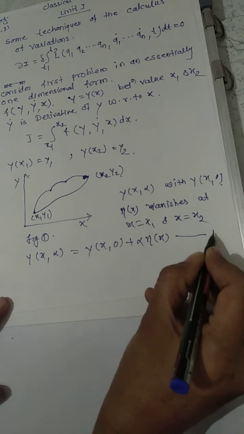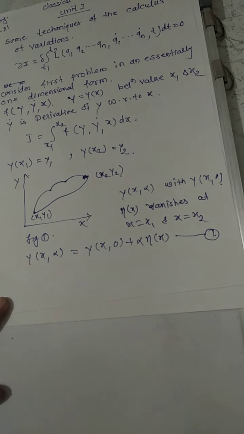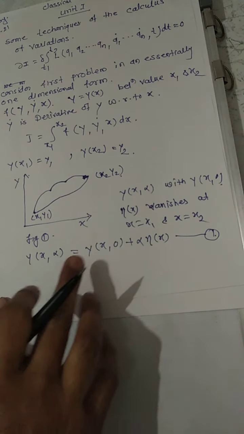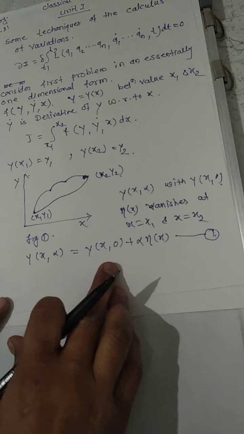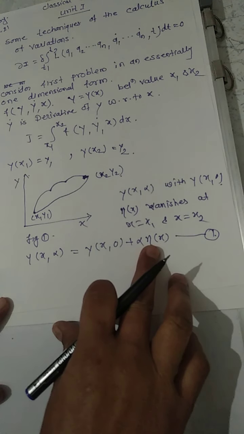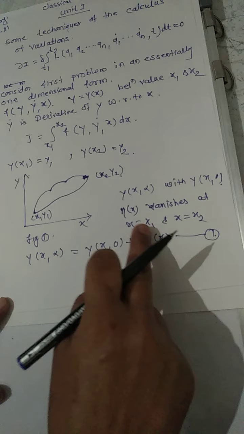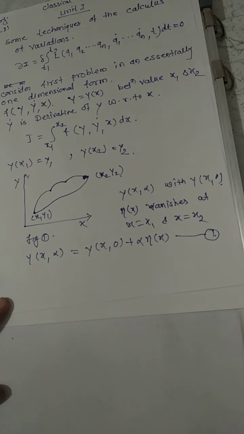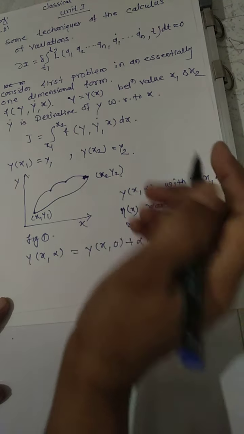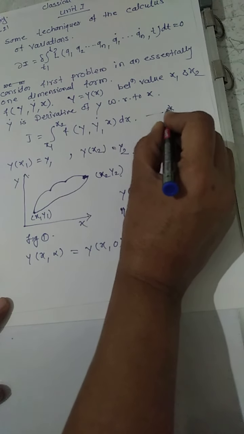That is equation 1. For simplicity, it is assumed that both the correct path y of x and the auxiliary function eta of x are well-behaved functions, continuous and non-singular between the values of x1 and x2, with continuous first and second derivatives in the same interval. For any such parametric family of curves, J is given as star.